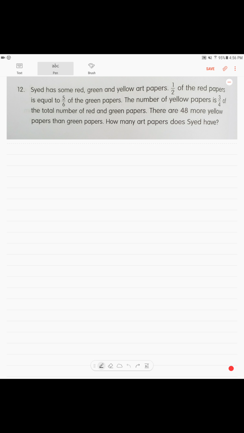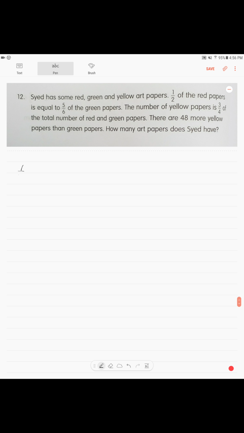So what you need to do is write every sentence, every relationship of what's going on between these items, in a mathematical form. So sentence number 2, half of the red papers. And be concise, write it down in a short form. So 1/2 of red is equal to what? It's equal to 5/6 of green. Right? This is how you write it.